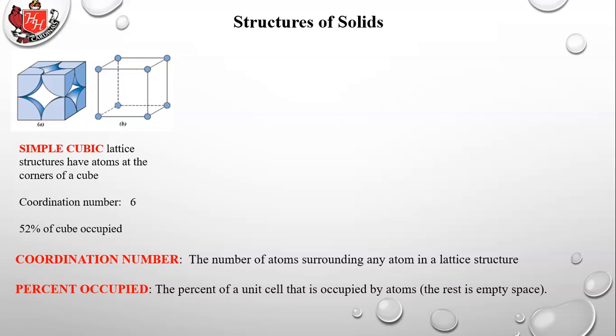So a simple cubic structure: lattice structures have atoms at the corners of a cube, like you see in figure B right there. The coordination number is 6. What is coordination number? Down at the bottom it says the number of atoms surrounding any atom in a lattice structure. So there are 6 atoms surrounding any atom in the lattice structure.